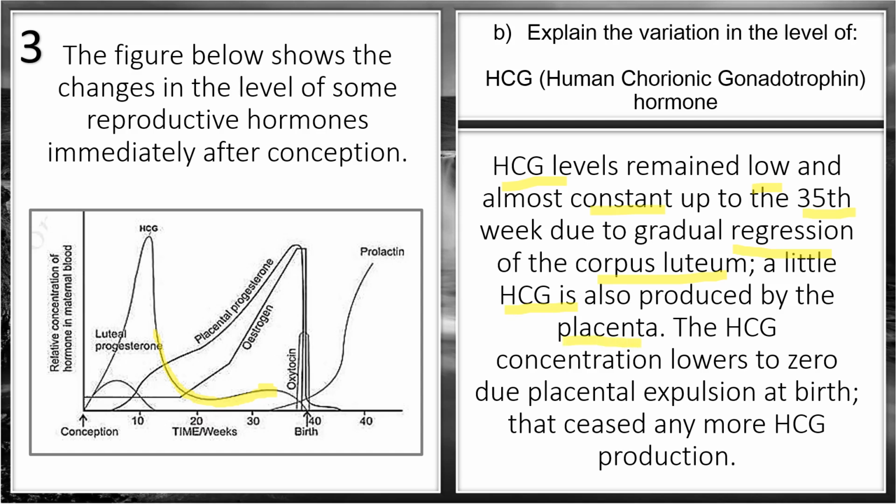The HCG concentration lowers to 0 due to placental expulsion. So when the placenta is expelled, you will see that the HCG will go down to 0. That is after birth, when the placenta has been expelled. Remember that the placenta also produces some human chorionic gonadotrophin hormone, so when it is expelled during birth, that means there is cessation of HCG production.